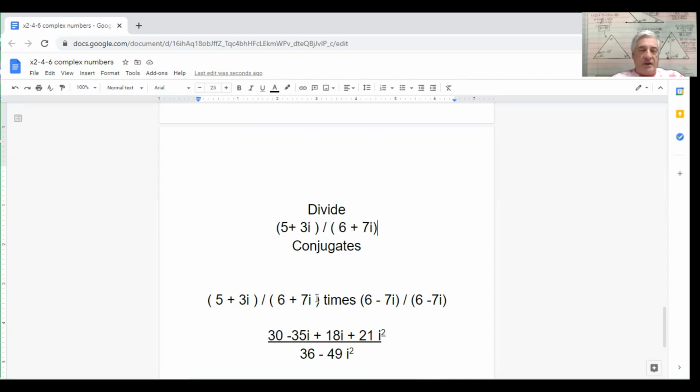So when we have division, there's our division problem right there. We're going to multiply by the conjugate of the bottom number. 6 plus 7i, we're going to multiply by 6 minus 7i over 6 minus 7i. And it's an identity. It's equal to 1. So when we multiply by it, we're not changing anything. So we're allowed to do that.